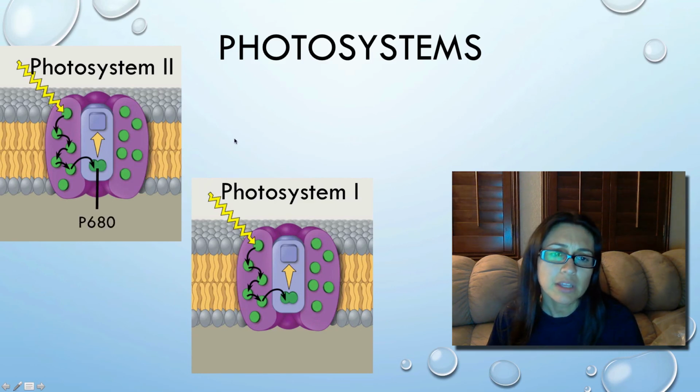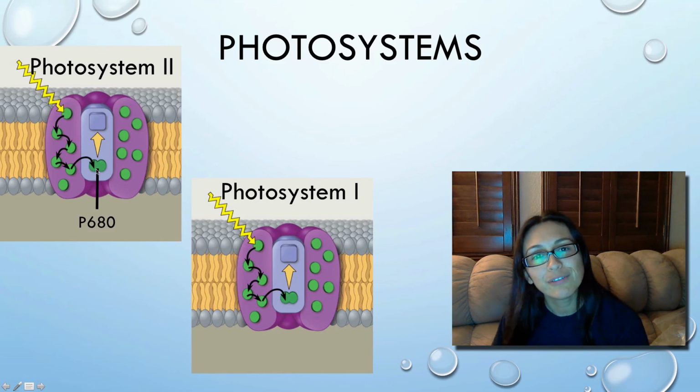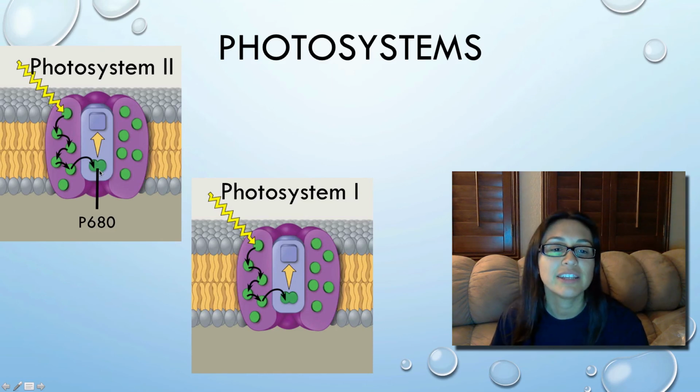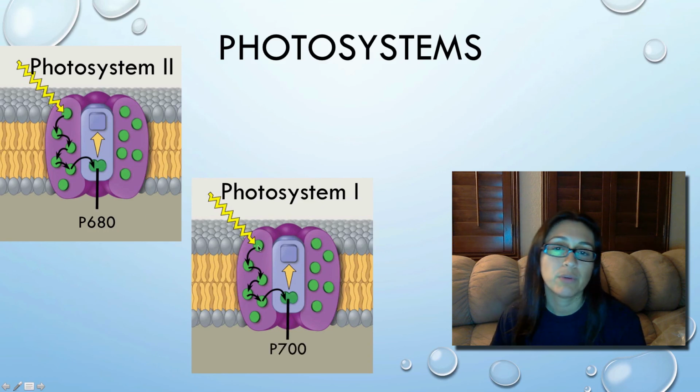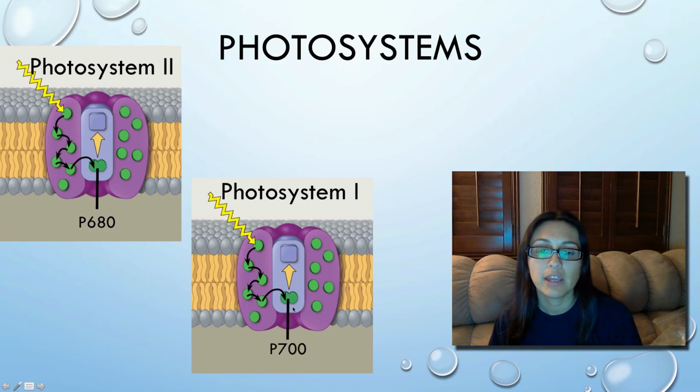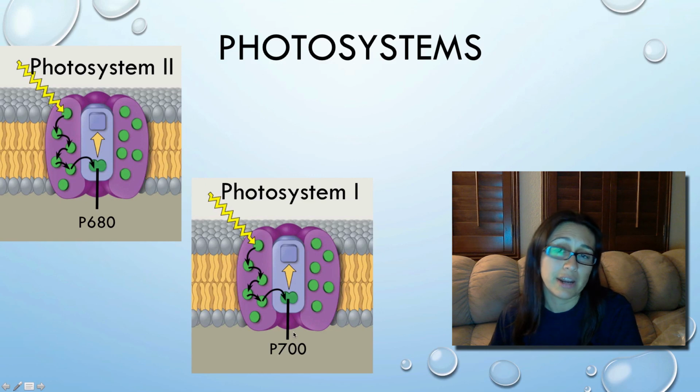Another thing is that their chlorophyll A's absorb energy at slightly different wavelengths. The chlorophyll A's in photosystem 2 are called P680. That means they absorb light at a wavelength of 680 nanometers, whereas in photosystem 1, the chlorophyll A molecules are called P700 because they absorb light energy best at 700 nanometers.